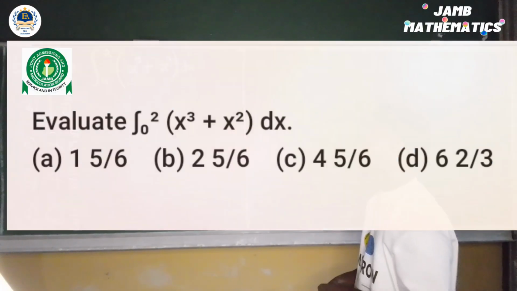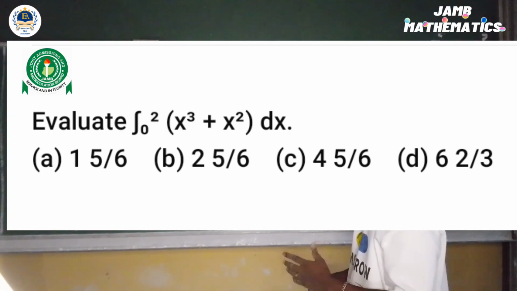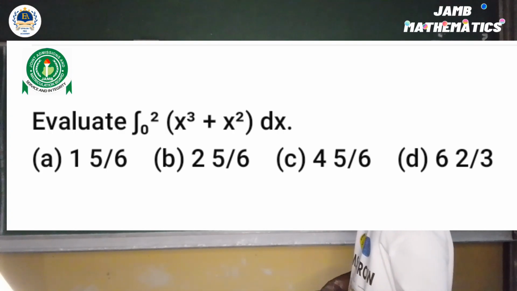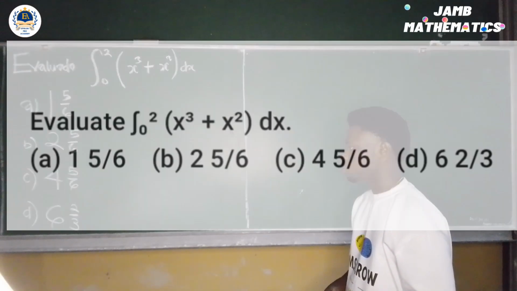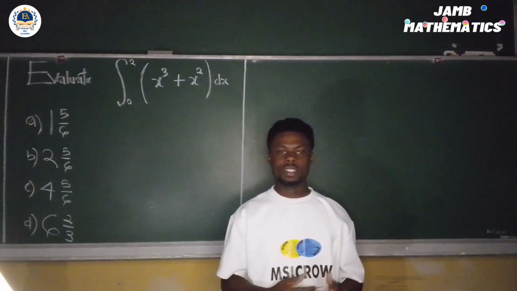Evaluate the integral of x cubed plus x squared dx. The upper limit is 2, while the lower limit is 0. Option A, 1 whole number 5 over 6. B, 2 whole number 5 over 6. C, 4 whole number 5 over 6. And D, 6 whole number 2 over 3. This is upper and lower limit in integration.